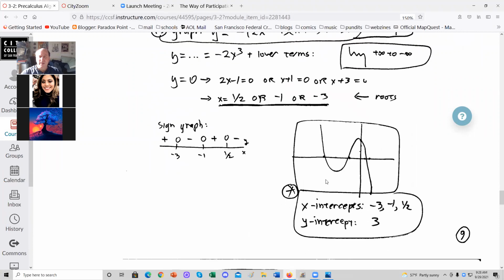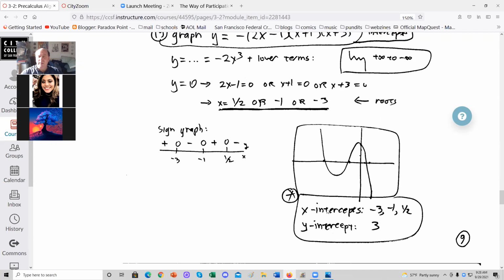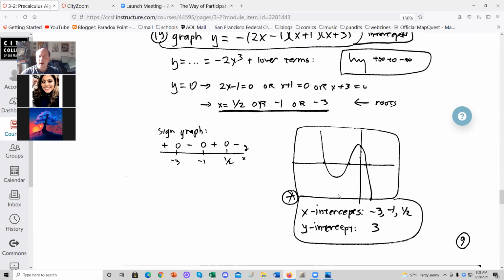If you do the sign graph, and I did the sign graph correctly this time, negative 3, negative 1, 1/2, it's 0 at those values, negative to positive to negative to positive. So positive to 0 to negative to 0 to positive to 0 to negative. The x-intercepts are at negative 3, negative 1 and 1/2. The y-intercept, well, you just plug in x equals 0 and get y equals 3.